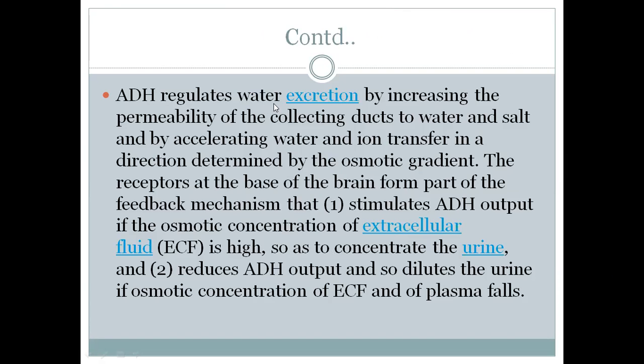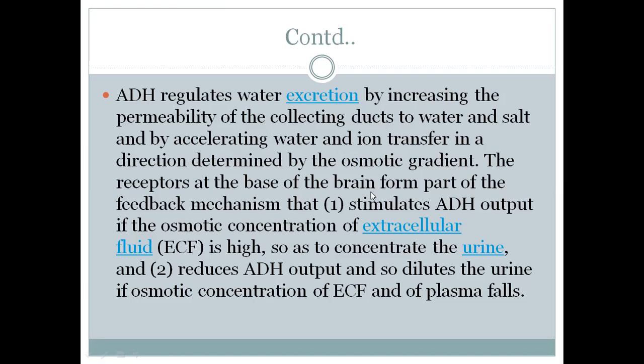Antidiuretic hormone regulates water excretion by increasing the permeability. This is very important. You can get a short question: write down the role of antidiuretic hormone or vasopressin. This is its function. Antidiuretic hormone regulates water excretion by increasing the permeability of the collecting ducts to water and salt, by accelerating water and ion transfer in a direction determined by the osmotic gradient.